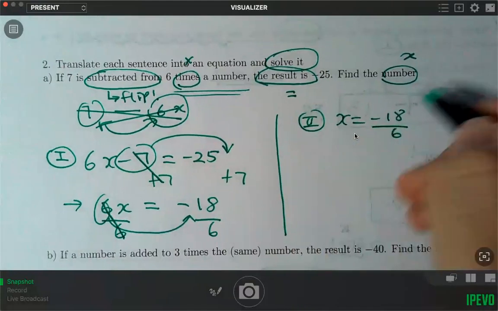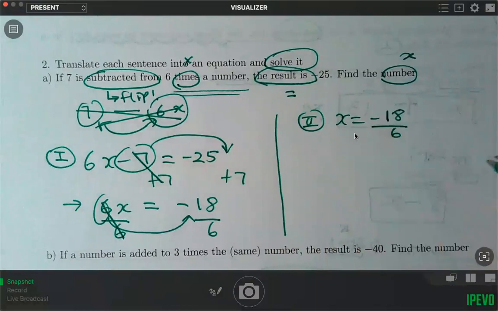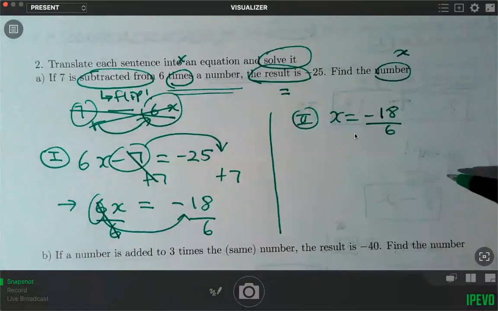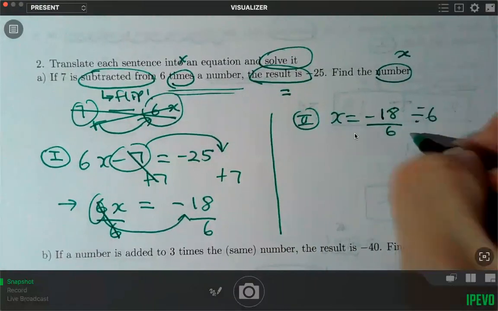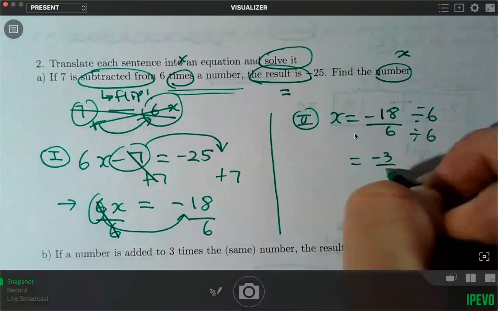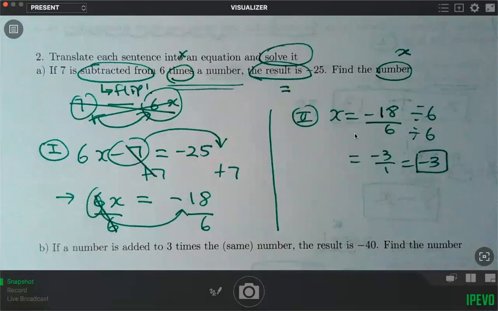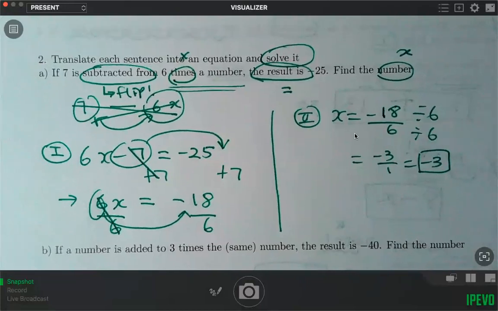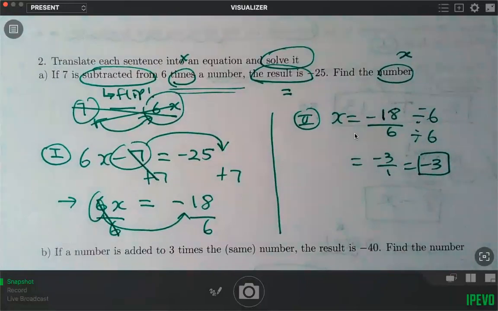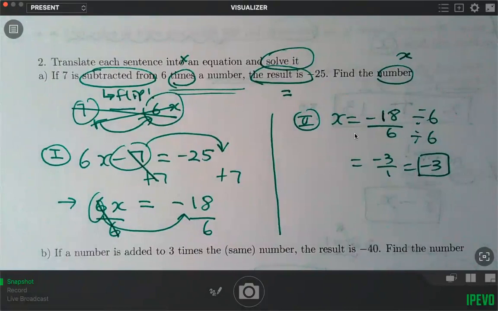Can that fraction be simplified? What do you get? Negative 3, right? Reduce it by 6. So negative 3 over 1, negative 3. Okay, so what do you notice here? What we have learned in chapter 2 also comes back. Okay, solving equations. So not only do we have to know how to translate the words into math, but we also have to know how to solve equations, which was covered in chapter 2.